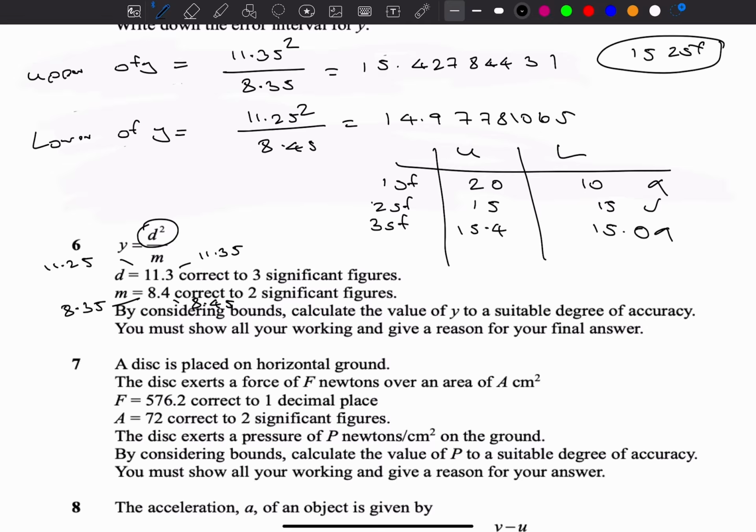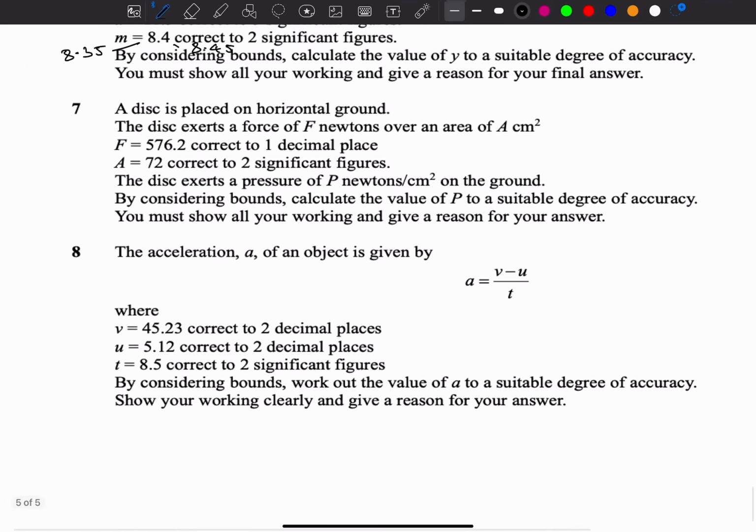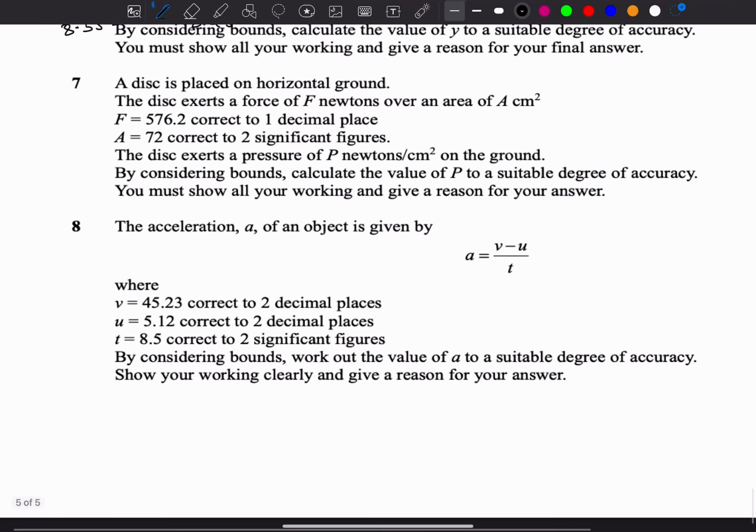Next one. Okay, let me erase this. Where's the pen? There.